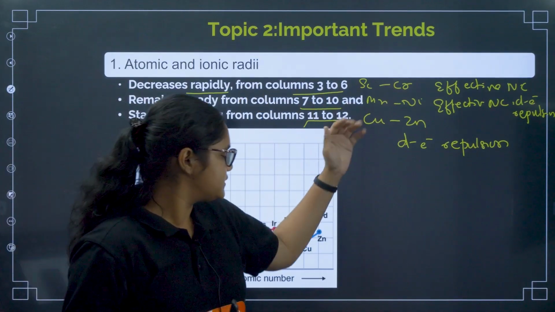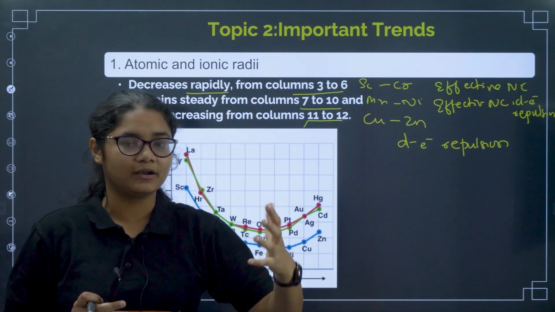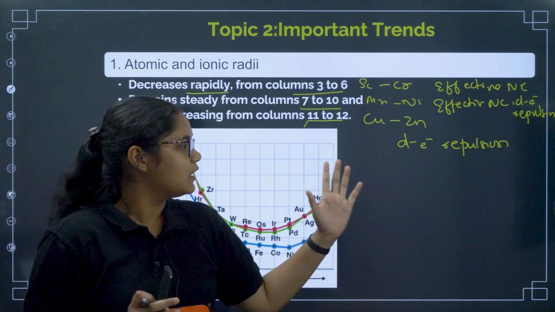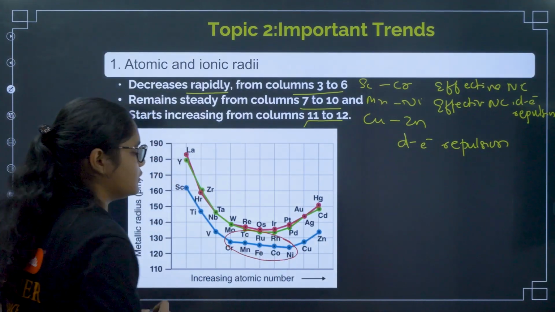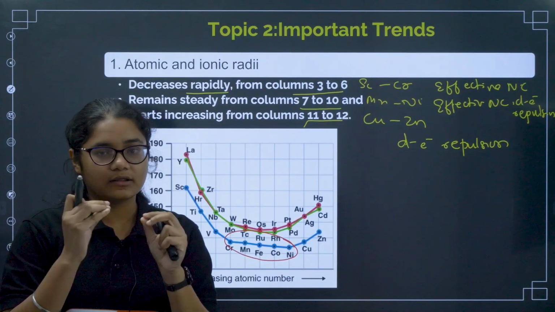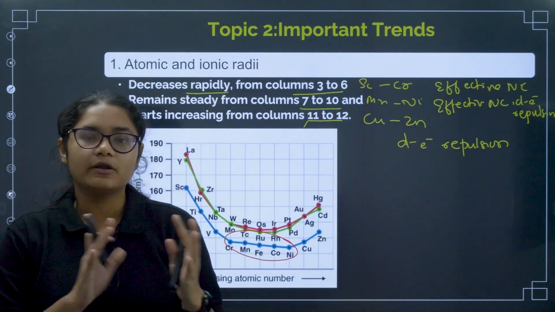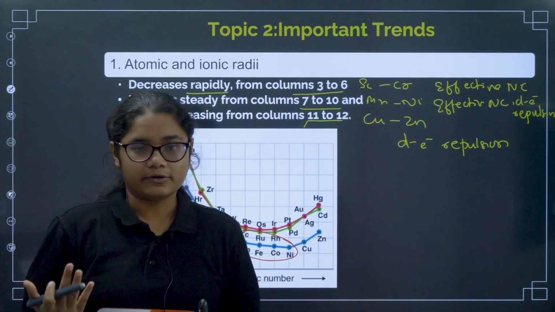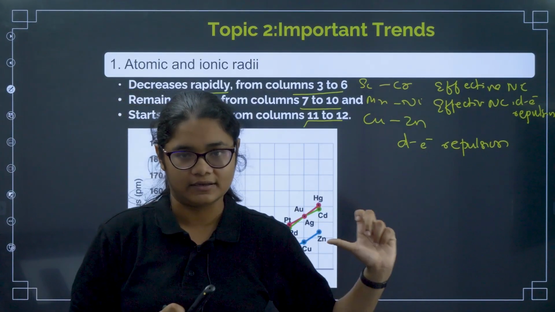So initially, up to chromium, the effective nuclear charge is the winner. So what is its effect? It wants to reduce the size, right? So till chromium it will reduce the size. Now in this region, you can see it is almost constant, right? The size is almost constant. So at this point what is happening? The repulsions of the d electrons and the effective nuclear charge are almost balanced out. Now as we go to copper and zinc, d10 electrons are completely filled, more repulsion, so they are more dominating and the size keeps on increasing.